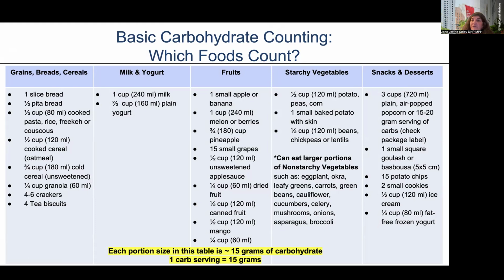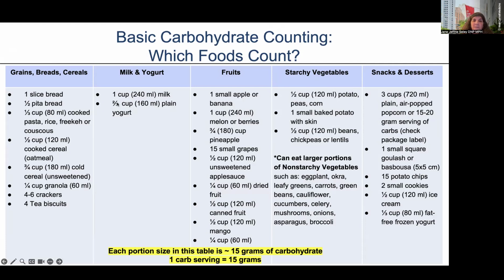Cereal is different if it's cold cereal or hot cereal. Hot cereal is a much smaller portion. You can see a half a cup or 120 milliliters, whereas cold cereal is 3/4 of a cup or 180 milliliters. So this is how people can make decisions knowing the portion sizes for 1 serving. They can decide whether they want to have 1 serving of that food, or if they have enough carb servings for that meal, they might want to double up on something they really like.